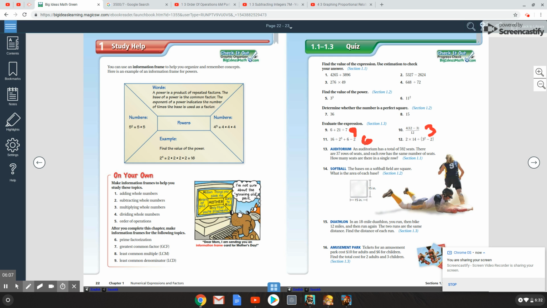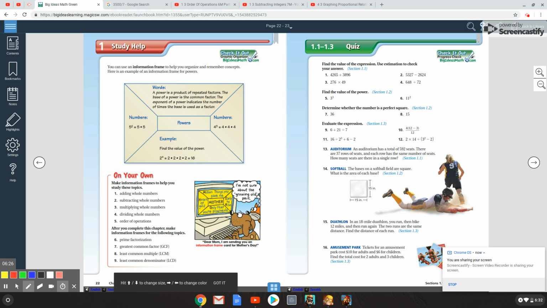And for final problem 12, we do what's in the parentheses. We do the exponent, which is 9 minus 2, which is 7. Then we do 14 divided by 7. No, actually, we do 2 times 14, which is 28, and 28 divided by 7 is 4. So those are our answers for that. That kind of took a while.